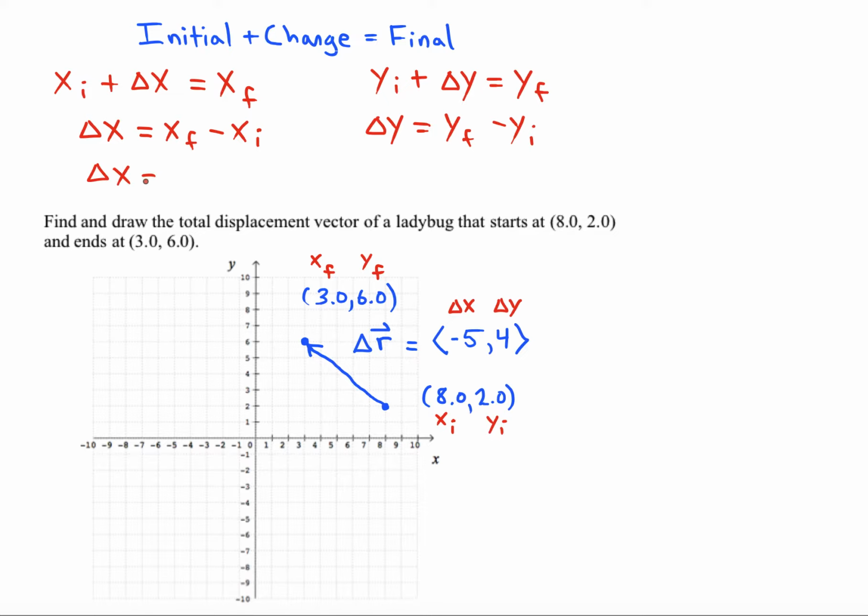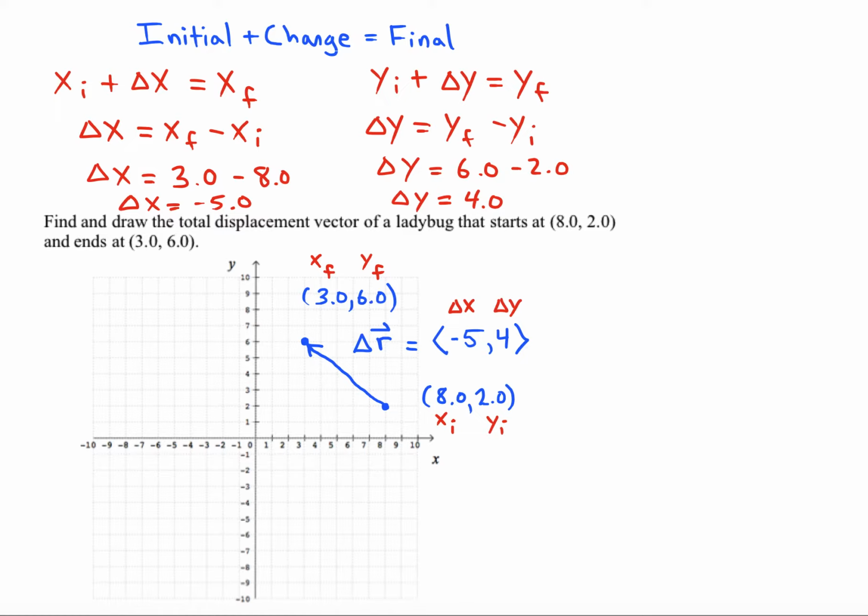And now we would just substitute in. So delta x equals 3.0 minus 8.0, which is, of course, -5. And delta y equals 6.0 minus 2.0. Therefore, delta y is 4.0. Okay, in this way, we've treated both of the dimensions independently, and that's totally fine.